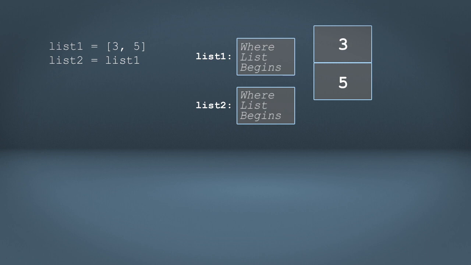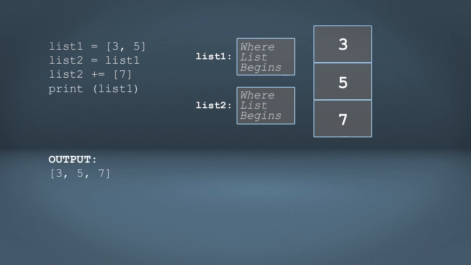Notice what happens now if I make a change to list2 by appending on one more item. It's going to actually change the list itself. We didn't create a brand new list, we just added on to the existing list. So, since both list1 and list2 are using that exact same list, this changes both lists. If we were to print out list1 at this point, we'd see the values 3, 5, 7.